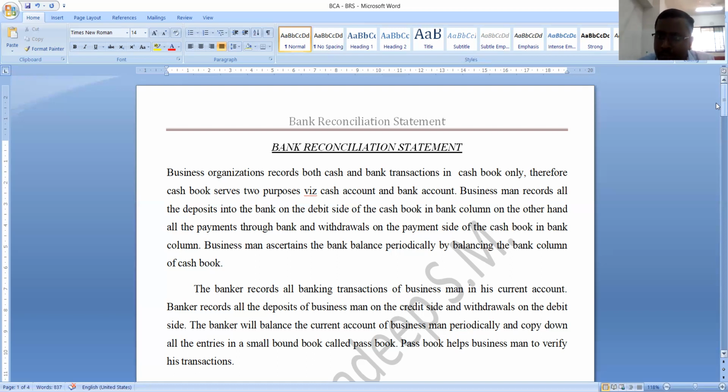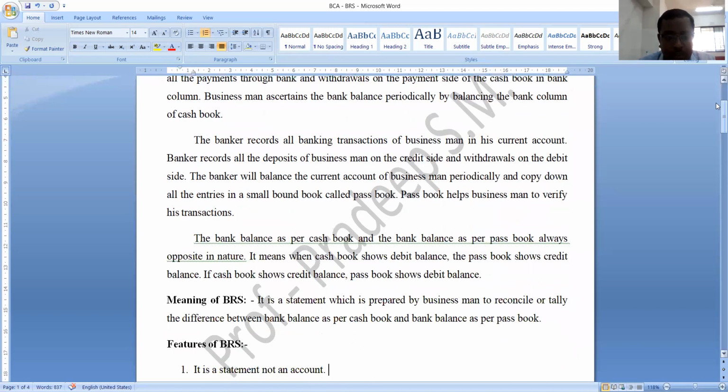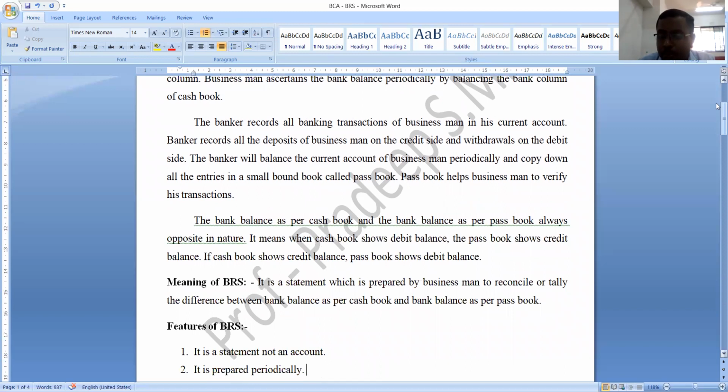The 3 column cash book gives us the bank balance. That bank balance should be compared with the passbook balance. It must be the same. If it is not the same, then the situation makes the businessman prepare a bank reconciliation statement. So let's see what exactly a bank reconciliation statement is. It is a statement prepared by businessmen to reconcile or match the difference between the bank balance as per cash book and the bank balance as per passbook.